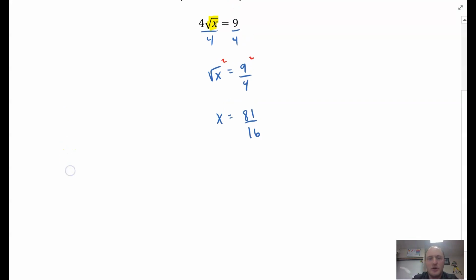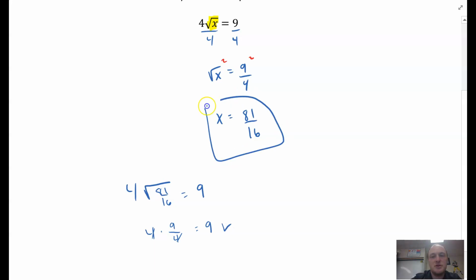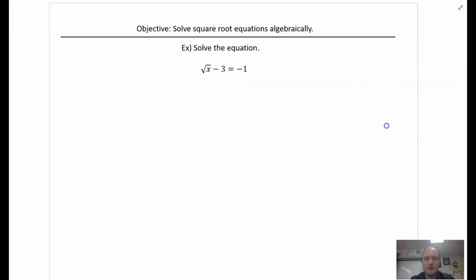What we want to do is go ahead and check this. So if I plug in 81 over 16, does this equal 9? Well, this gives me 4 times 9 over 4. The 4's cancel, and is 9 equal to 9? Yep, so there's your answer. Pretty straightforward. Here's example 2.